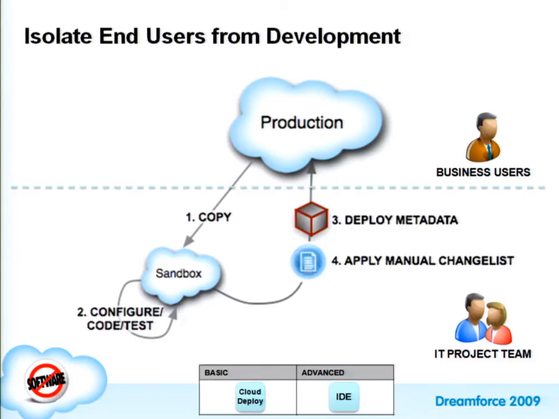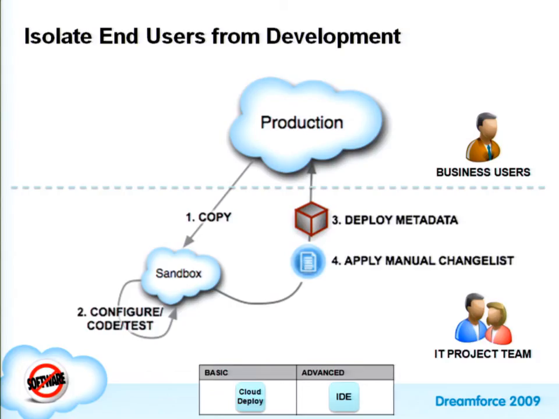You've got the sandbox, you initiate a copy, the data and the configurations go over if you've got a full data copy sandbox, then you make your changes. We're using the metadata API now, so fundamentally all of our products that deal with metadata use our metadata API. And so what happens after you've made your changes to get back into the production org, you use the metadata API either using the IDE, the Eclipse IDE, which has been available now for a while, or the new Cloud Deploy product that John will talk about.